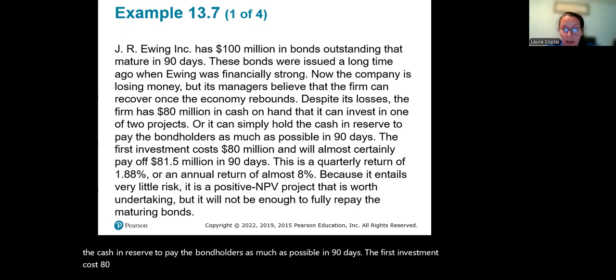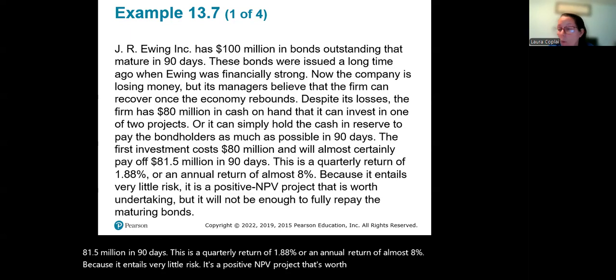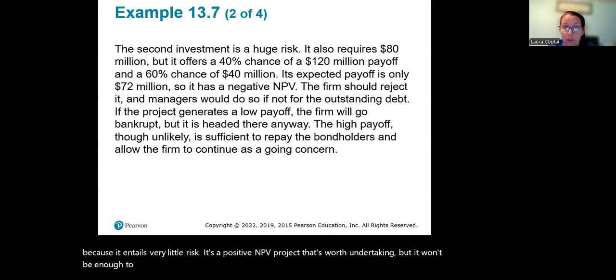It most certainly will pay off 81.5 million in 90 days. This is a quarterly return of 1.88%, or an annual return of almost 8%. Because it entails very little risk, it's a positive NPV project that's worth undertaking, but it won't be enough to fully repay those maturing bonds.